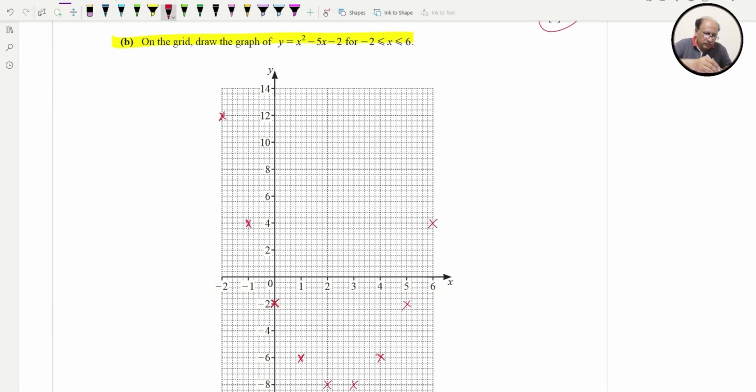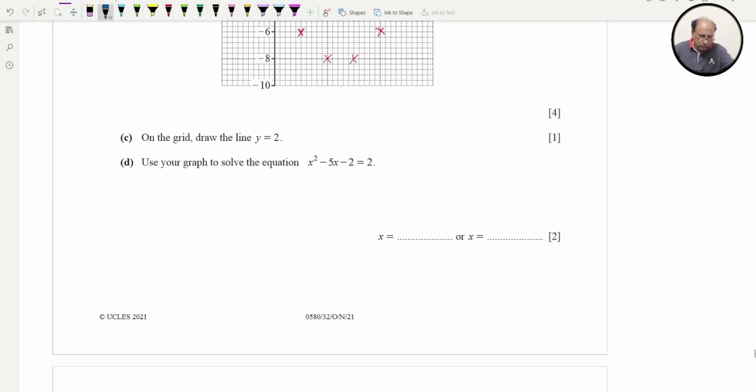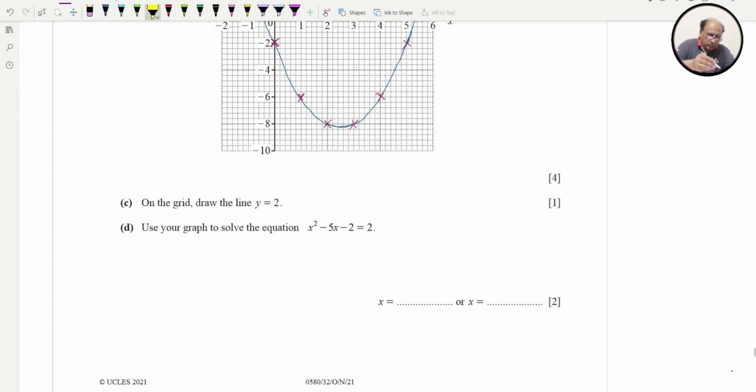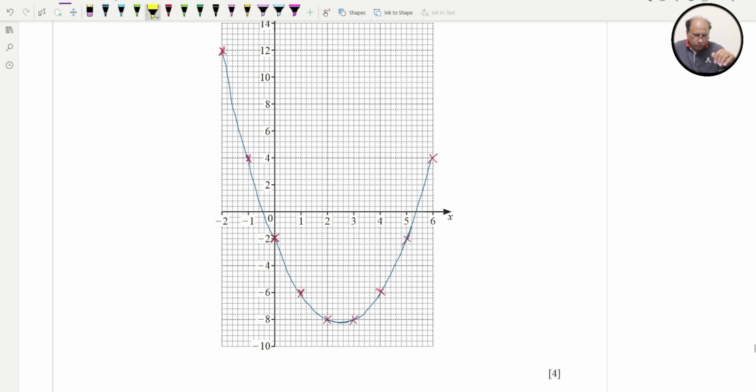Now after this, what we have to do is draw a smooth curve. It will be like this one. We can rectify wherever required. So we can draw the graph like this, and from here also we can curve like this, and this one is the final drawing which we have done. It's almost smooth. Then on the grid, draw the line y equal to 2. So y equal to 2 is which line? y equal to 2 is this line.